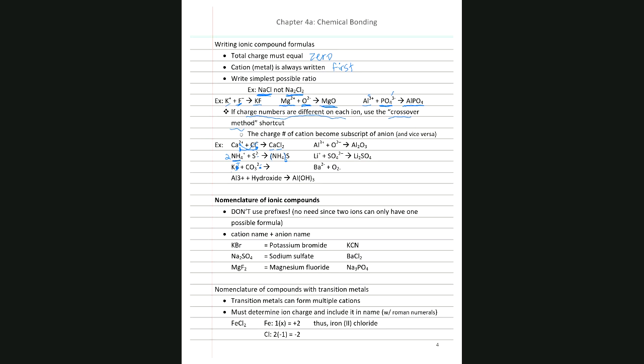Be K2CO3. It would be K2. We need 2 of the potassiums because each one has a 1+ charge, and CO3, just one of them because it has a 2- charge. And together that would have a total of 0 charge. The charge would add to 0.